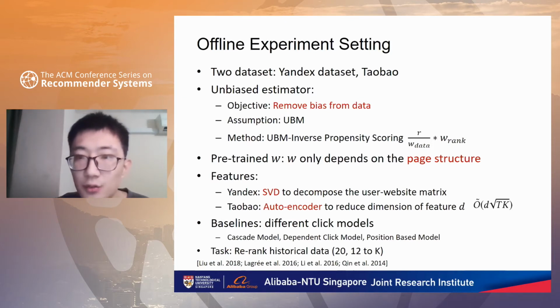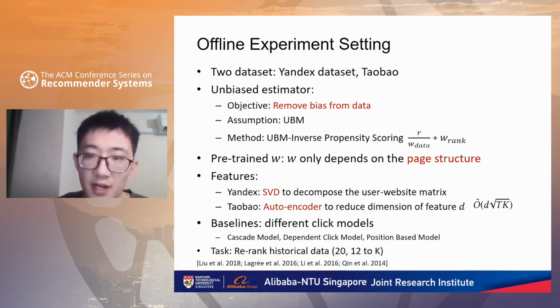We implement online experiments based on two datasets, a public dataset, the Index dataset, and a dataset obtained from Taobao. We first propose an unbiased estimator to remove bias based on assumptions of UBM. The idea is to use examination probability to estimate the true probability of clicking. Following previous work, we assume that W only depends on the page structure, which does not change in a long period. Thus, we can compute W from historical data. For features of items, we use SVD to decompose the user-website matrix to get context for the Index dataset. Since the Taobao dataset has original item features, we build an autoencoder to reduce the dimension of the original feature from 56 to 10, because the computation complexity and the bound are related to the dimension.